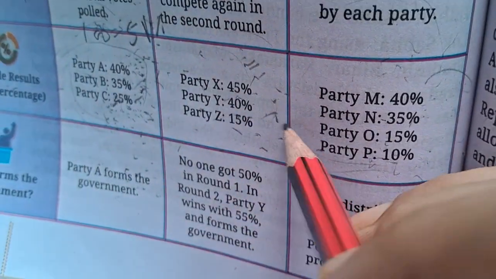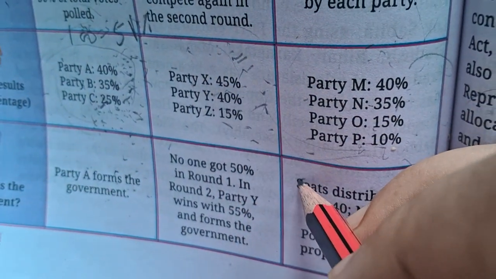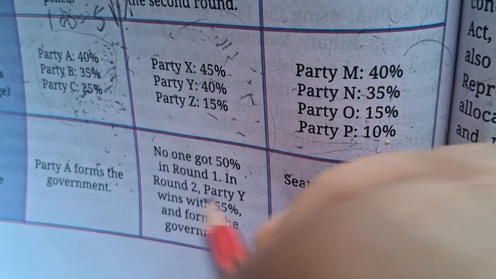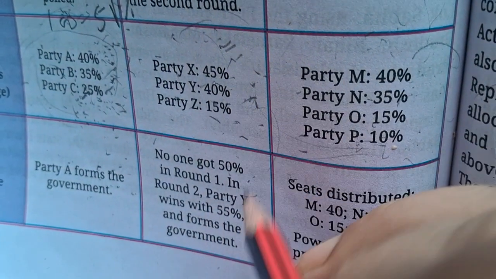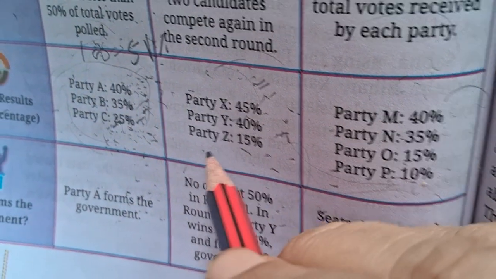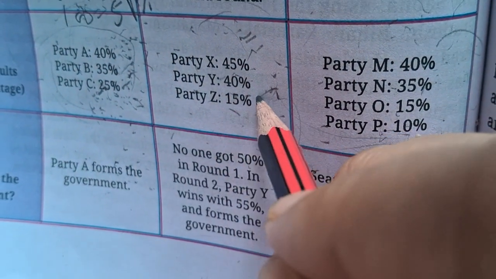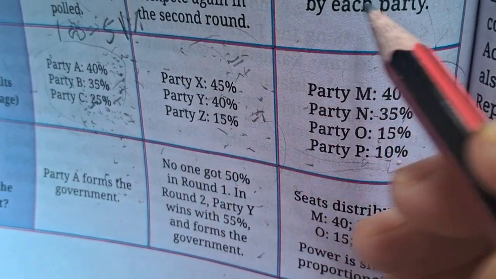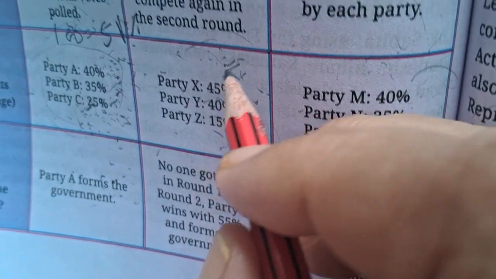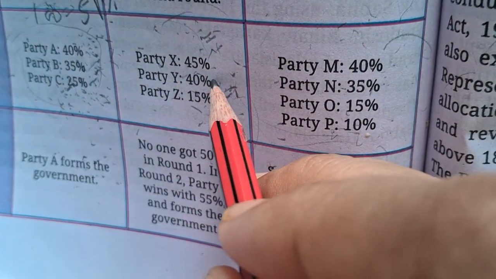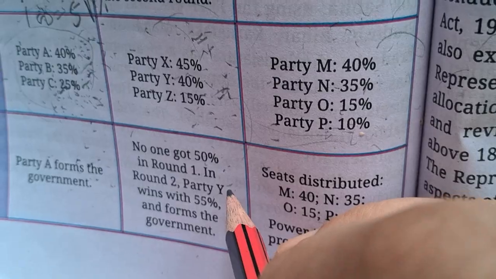Okay, now here you can see no one got 51%, so yes, no one got the 50. So yes, in round 1 no one won, and in round 2, party Y with 55 forms the government. Here 40% and here 45%. They have a chance to make a coalition government. Who forms the government? The majority of party members, here the 45. Yes, party X should be there.